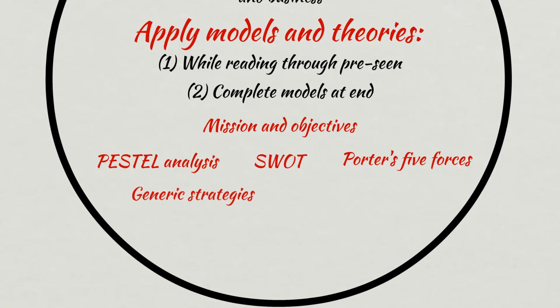Also think about the kinds of strategies that you might suggest for the future, looking at generic strategies and Ansoff's matrix. And also remember to consider your stakeholders, so your staff, your shareholders, the board, your buyers, suppliers, etc. Have you identified any key powerful suppliers and key powerful buyers?